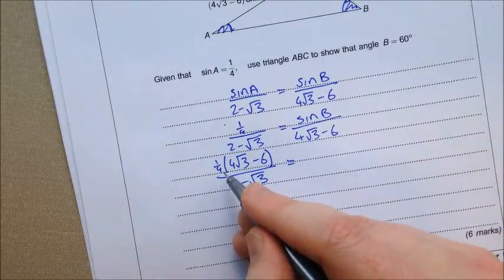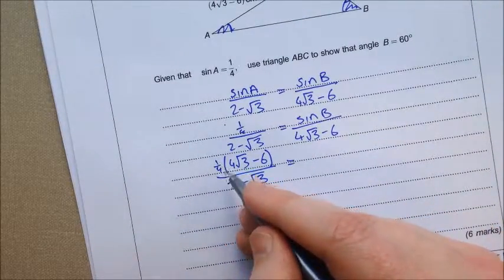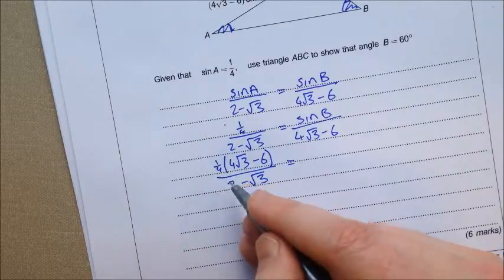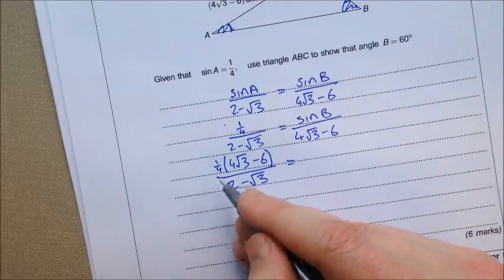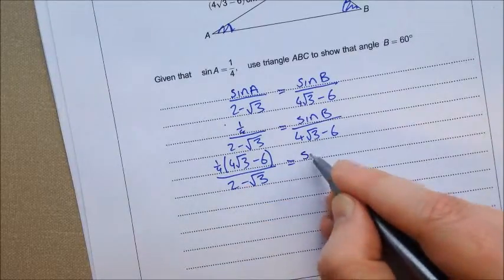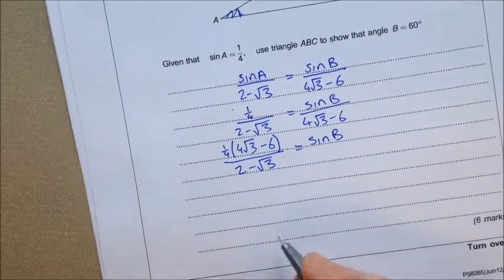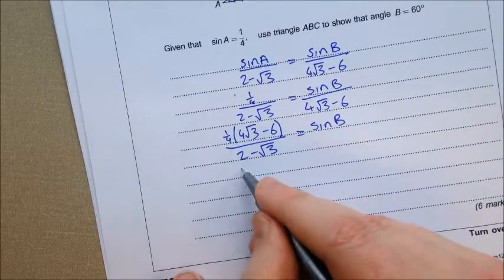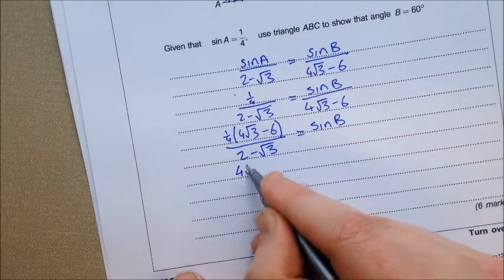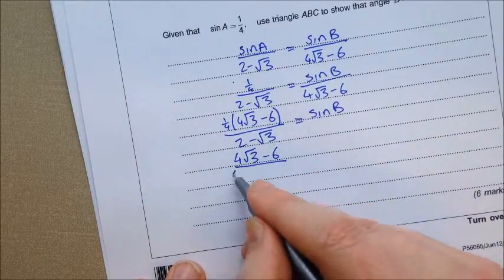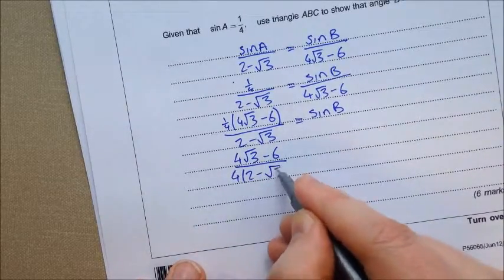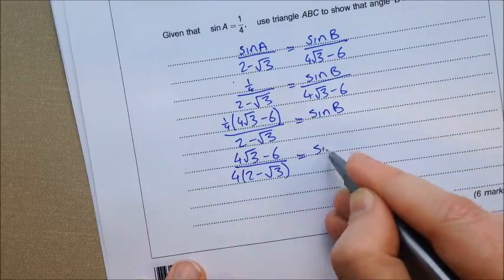Now you can actually bring the 4 down onto the bottom. Remember that multiplying by a fraction we do top times top and bottom times bottom, so this is like a quarter times everything. So the 1 times this and then the 4 times this. I might do that in a minute, we'll see. Yes I will, I'll do it now. So that is going to be 4 root 3 take away 6 over 4 lots of 2 take away root 3. Now I'm going to rationalise the denominator.